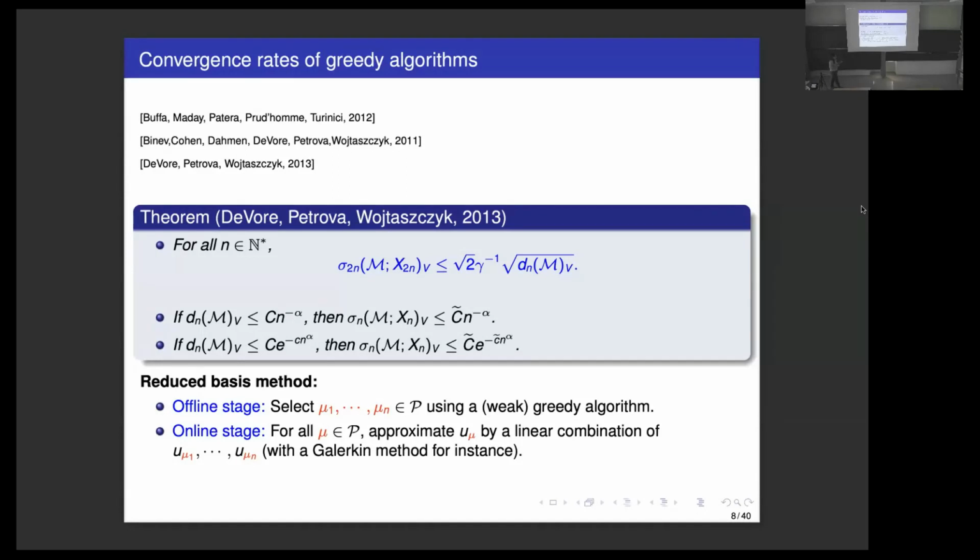And so the principle of reduced basis methods in a deterministic setting is the following. In an offline stage, some values of the parameters mu1 up to mu(n) are selected using a greedy or a weak greedy algorithm. And then in an online stage, any element of the solution set, u mu, for any value of the parameter vector mu in P, is approximated as a linear combination of the snapshots, which are u mu1 up to u mu(n), where mu1 to mu(n) are the values of the parameters which have been selected by the weak greedy algorithm. Okay?